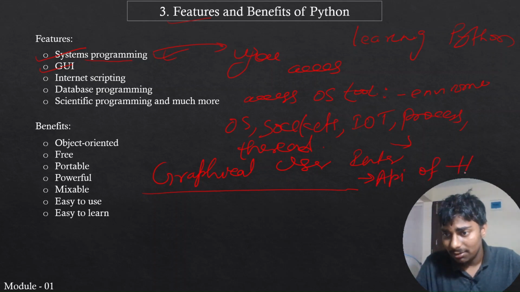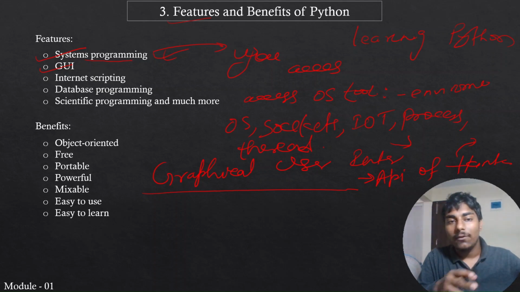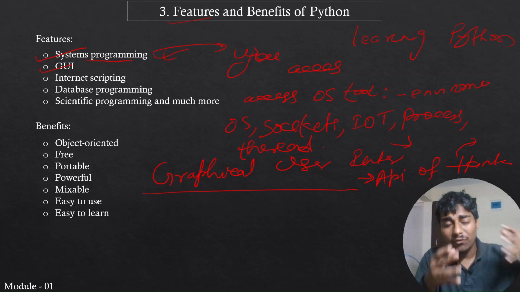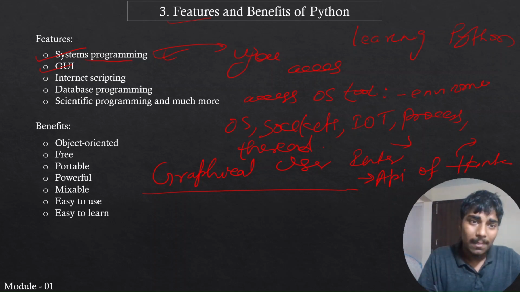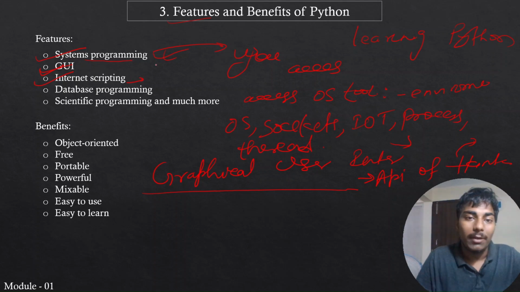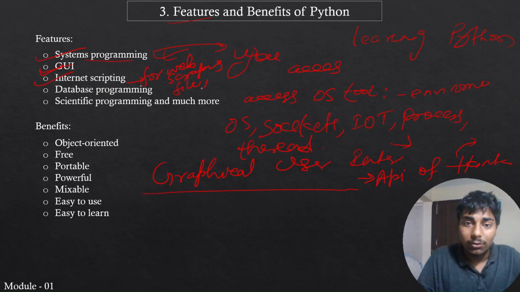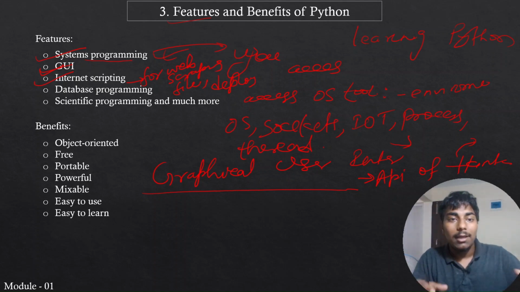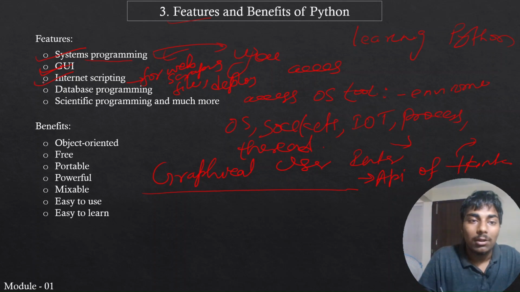You can use the API of Tkinter to build desktop applications in Python. Tkinter provides an API to build a GUI for Windows, and if you want, you can make it for iOS as well. So you understand that Python can be used to make desktop applications as well. After that comes internet scripting. Internet scripting means you can use Python for web scraping and many other things like file transfer from one server to another server, to deployment. You can do a lot of things around networking in Python as well. That's why we are calling it internet scripting.